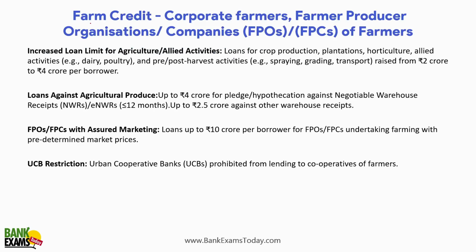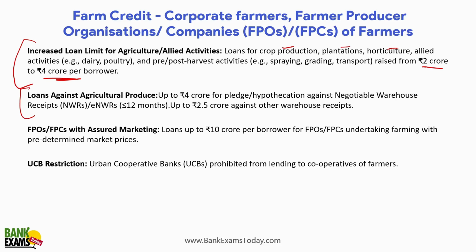Now this is important. Increased loan limit for agriculture allied activities. This limit has been increased. Loan for crop production, plantation, horticulture, this limit has been increased from 2 crores to 4 crores. So this is for the farm credit. जो corporate farmers, जो farmer producer organizations, FPOs, FPCs लोन लेते हैं, सो फॉर एग्रीकल्चरल लोन, this limit was 2 crore. Now this limit has been increased to 4 crores.